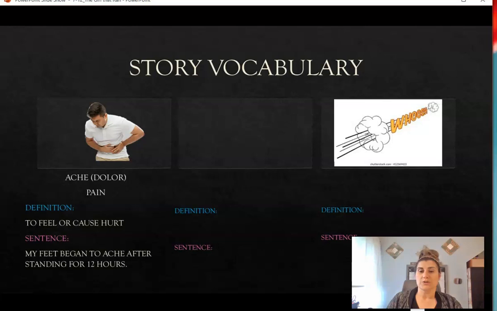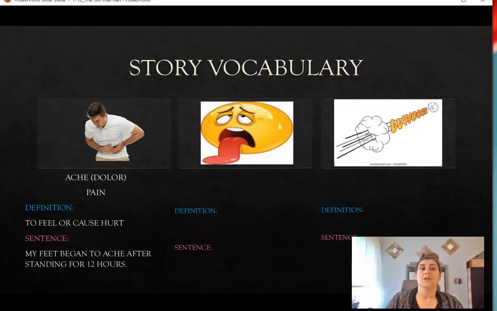If you look on your graphic organizer, you're going to notice that there is something missing from each word. There's either 1 or 2 things missing from each word. You might need to fill in the term, you might need to fill in the synonym, or you may need to fill in the definition and sentence. Okay, so whichever it is, please make sure that you complete that for the words that are here.